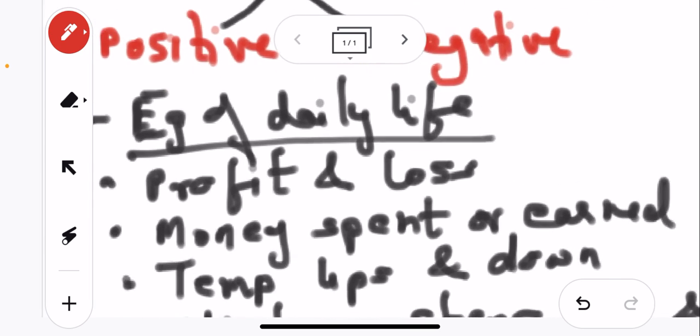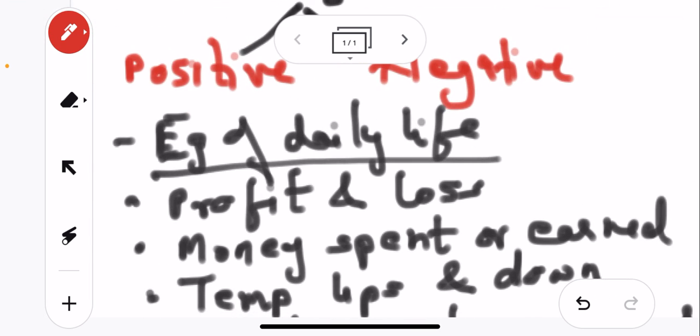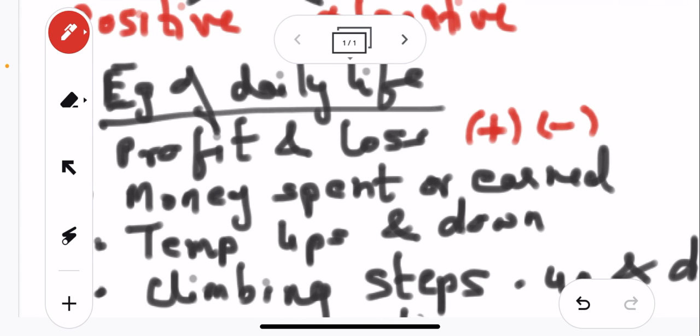Let us do some examples from our daily life of how we use these positive and negative integers. For example, when we say profit and loss, we say I bought this thing and I got a profit of ₹5, or I made a loss of ₹6 on this purchase. So here the integers come in. When we say profit we add, and when we say loss, that is, I have done a loss, we use the sign minus. Similarly, when we talk about money spent or money earned, we again use positive and negative signs.